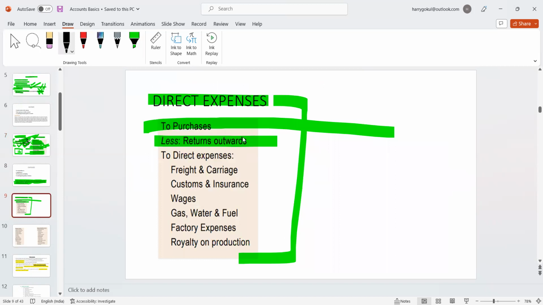Now what's outward? I purchased something, it came inward. I gave it back to the concerned person. I don't want it, take it back. Damaged goods, or I don't have money, so on and so things may happen. They return the product. So that's the difference between returns inward and outward. The same applies to carriage inward and carriage outward.